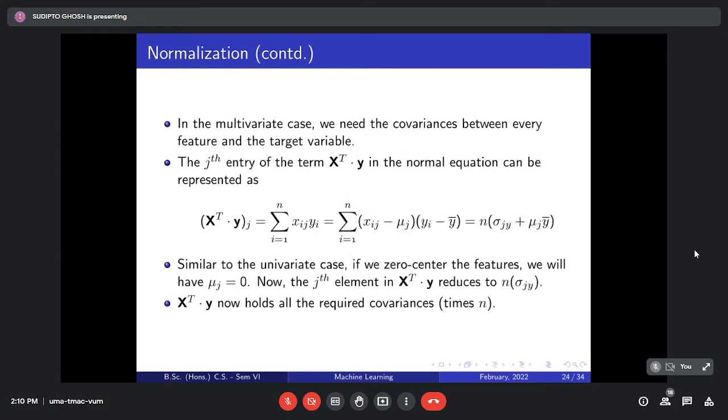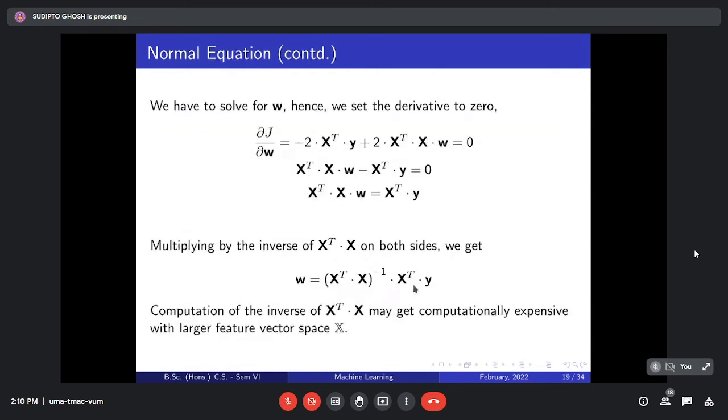In the multivariate regression, we have to take care of all the features and need to find the correlation, whether one feature or the other feature has a correlation with the target value or not. So we need to consider the covariances between every feature and the target variable. So I am saying that the jth entry, the jth element of that particular vector x transpose y, that is in the normal equation. In the normal equation, we have this term x transpose y.